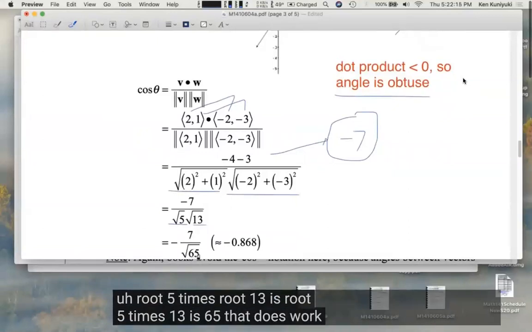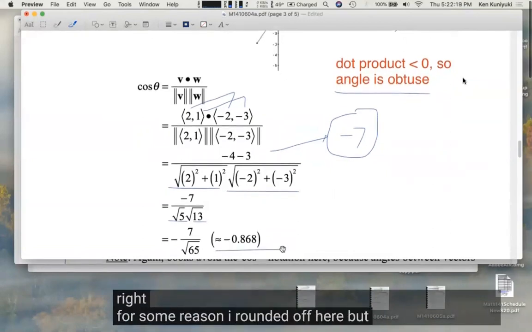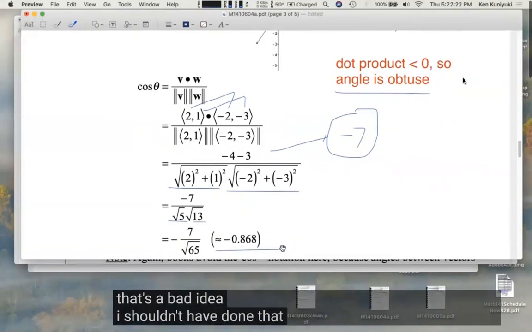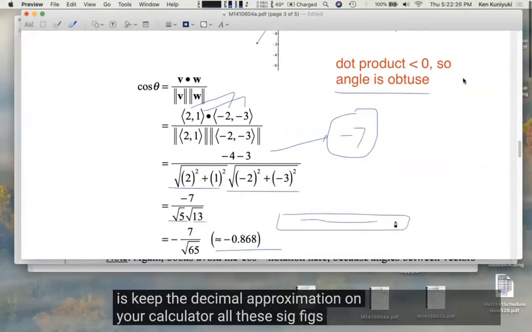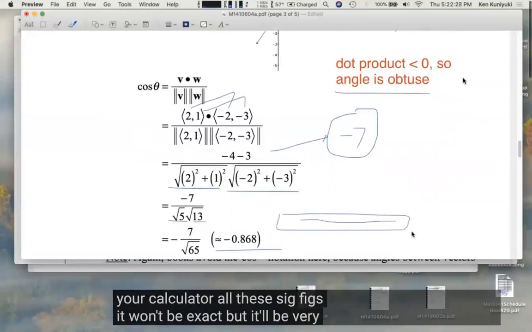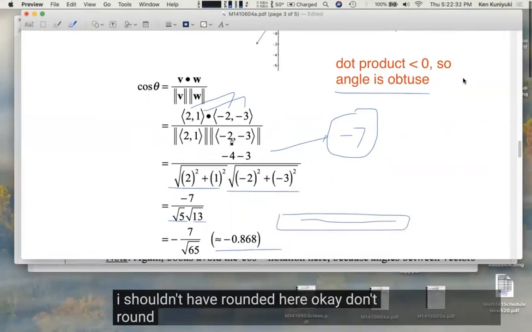That does work, right? For some reason, I rounded off here, but that's a bad idea. I shouldn't have done that. Whatever this is, keep the decimal approximation on your calculator, all these sine things. It won't be exact, but it'll be very accurate. I shouldn't have rounded here. Okay, don't round off unnecessarily in the middle.